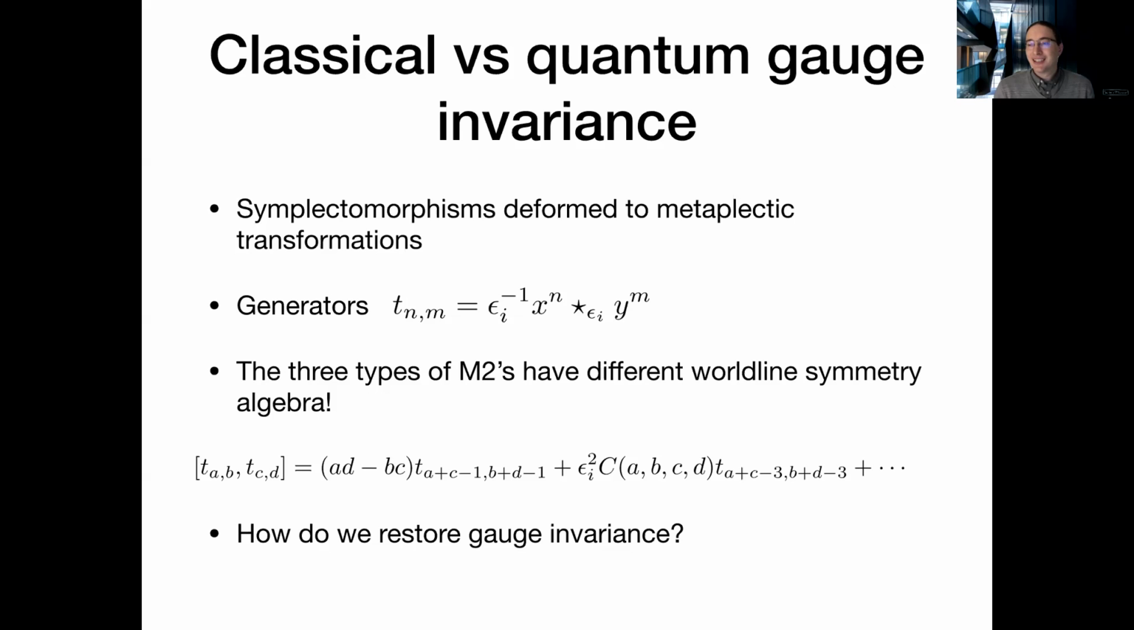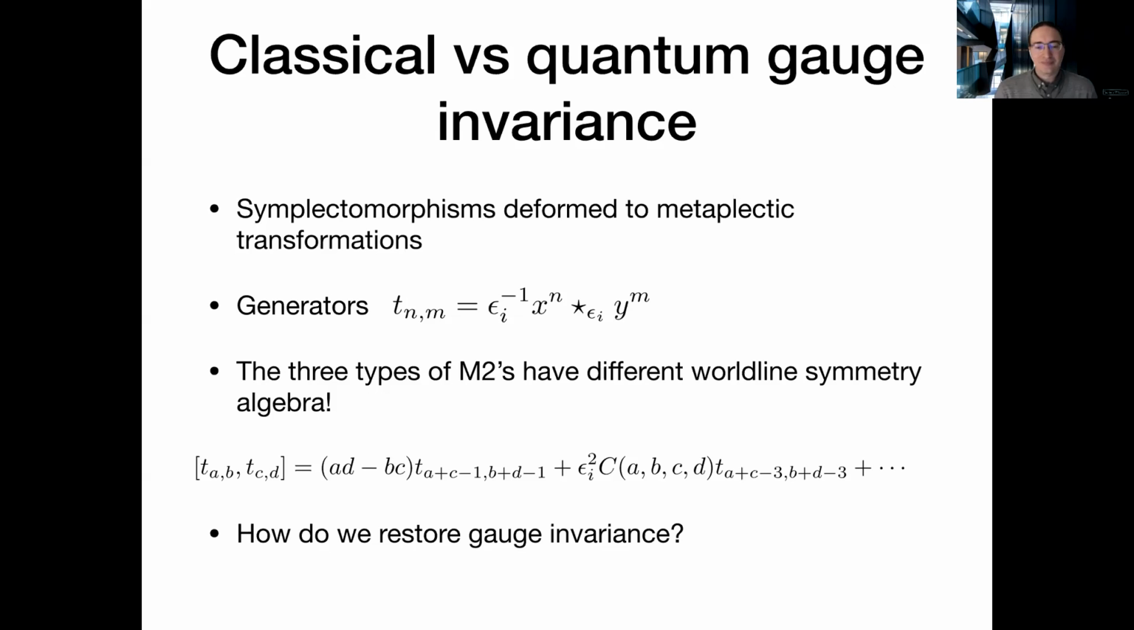So I could say, if I just had one type of M2 brane, maybe the bulk theory has a gauge group which is deformed quantum mechanically to the metaplectic group. But that cannot be the case, because I could not make this work at the same time for the three M2 branes. The generators of the bulk symmetry are supposed to map to some deformation of the classical generators, some power series in epsilon_i, and it just does not work.